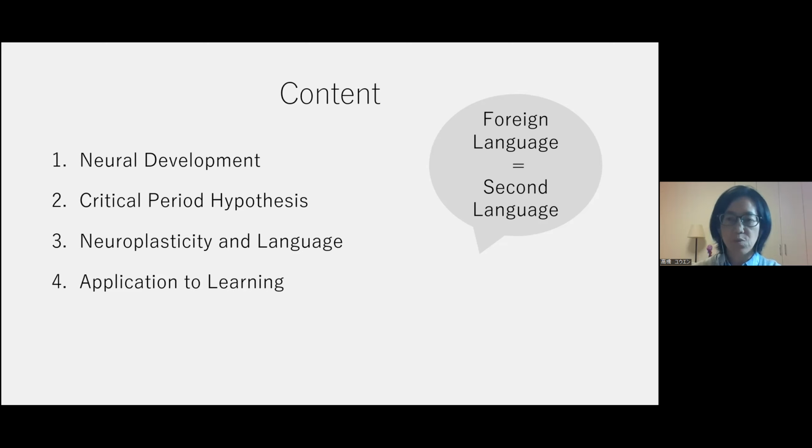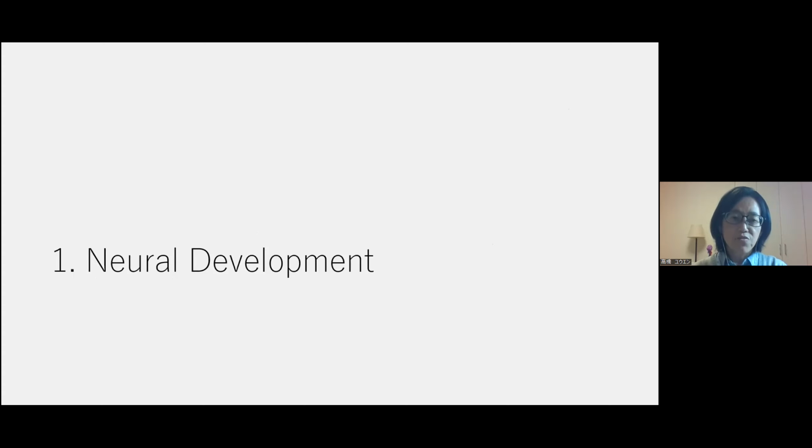And in this presentation, the terms foreign language and second language will be used to mean the learning of a new language. So I will use them somewhat interchangeably. Okay, so the first topic, neural development.